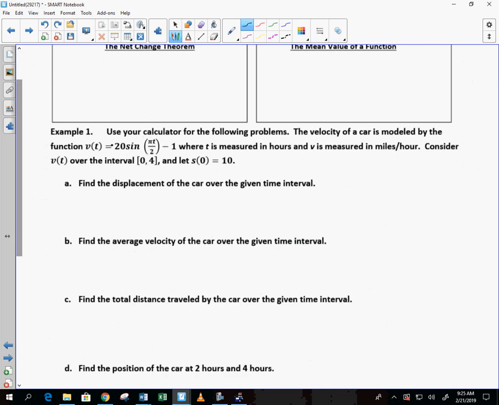We're going to look at some AP type problems. These are straight really out of the AP exam, and you're going to become very familiar with it. A question like this: velocity of a car is modeled by velocity equals 20 sine of pi t over 2 minus 1, where t is measured in hours, v is measured in miles per hour. Consider v of t over the interval 0 to 4 and let s of 0 equal 10. This represents the most common free response question that's ever been asked on the AP exam. So I can just about guarantee that you'll be asked this question.